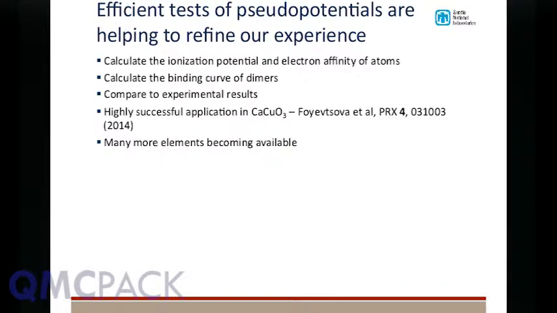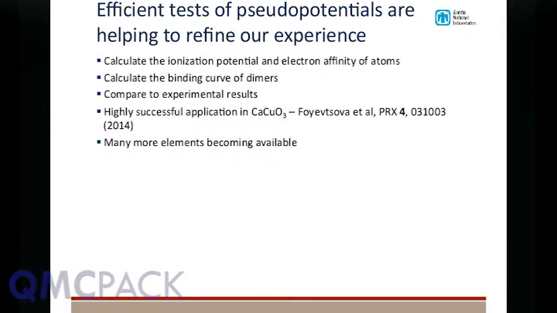But there's another way to look at the problem, and that is, okay, given a pseudopotential, how can I test it and see whether this is a good pseudopotential? Now, clearly, calculating an energy versus volume curve is a very expensive way to go about that. That's millions of CPU hours, typically.